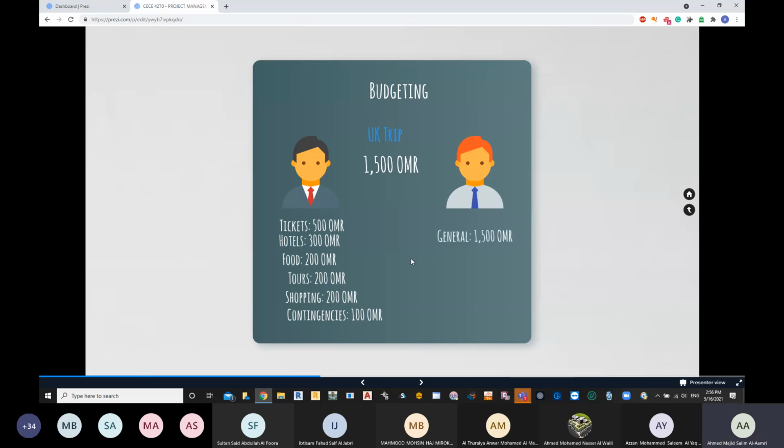The other person said, no need to divide. Let us keep it open as 1,500. Which one would you prefer to go with, number one or number two, and why? Why would you go with the first one?